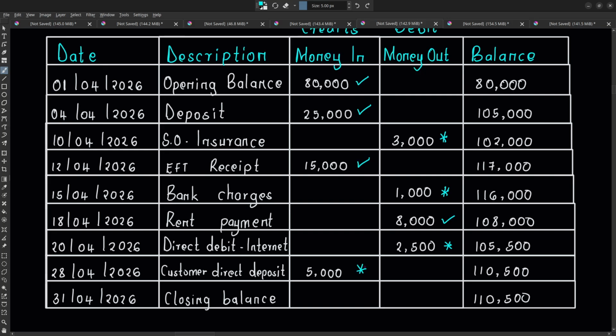First, when we look at our bank statement, we can see there is a standing order insurance of 3,000. We ask ourselves, do we usually incur any insurance cost? Yes, we have a standing order with the bank to pay insurance 3,000. So did we record it? No, we didn't record it in our cash book. That is why it is missing. So we have to pass a journal.